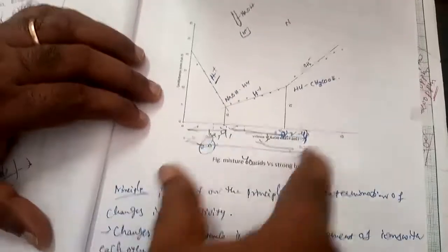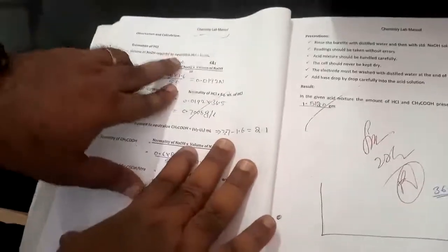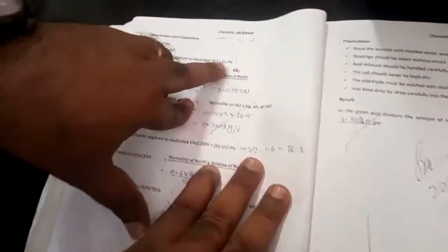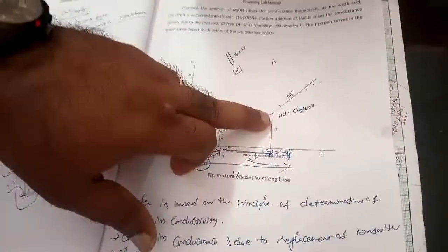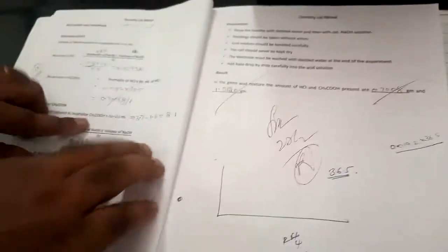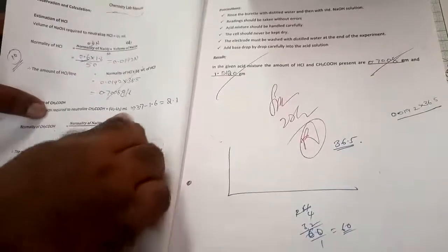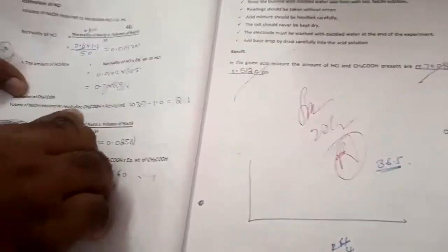By taking the values of these two points from the graph, you need to do the calculation here. The volume of NaOH required to neutralize hydrochloric acid is U1. So this point is U1. The volume of NaOH required to neutralize acetic acid is U2 minus U1. U2 is this point, and U1 is this point. Then you will get the volume of NaOH required to neutralize acetic acid.